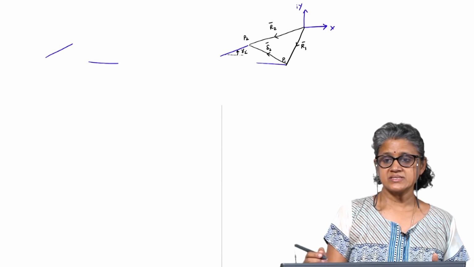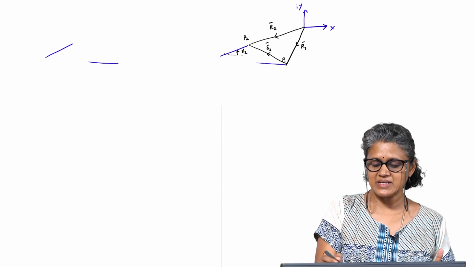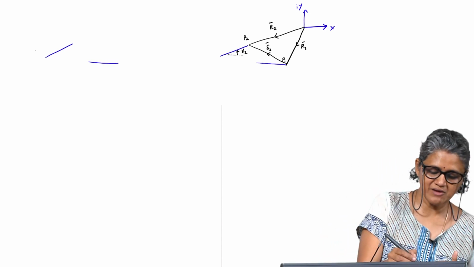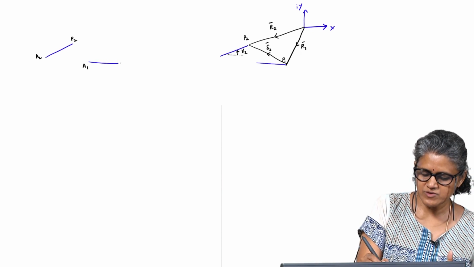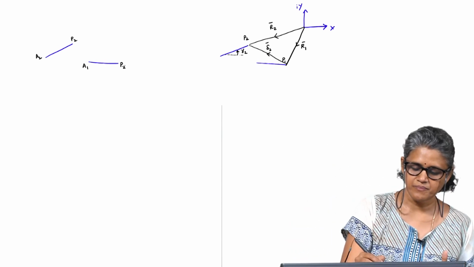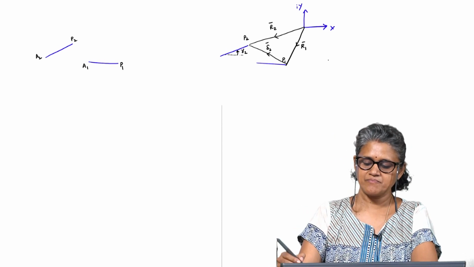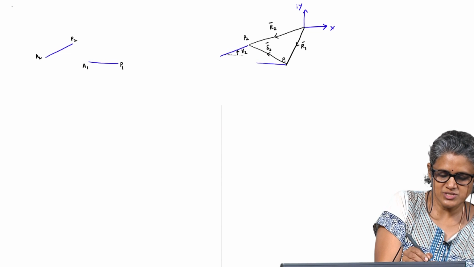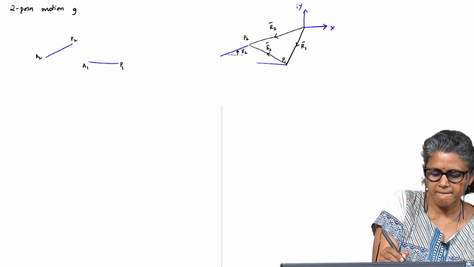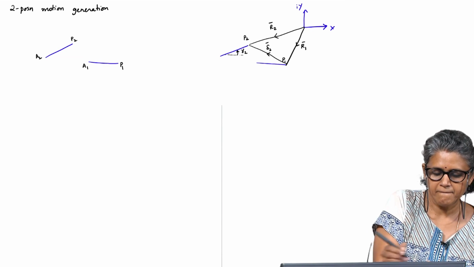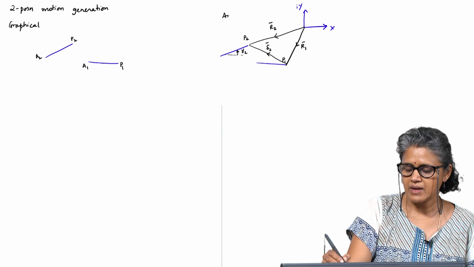In the analytical case, for a motion generation problem, I would be specified these 2 positions. So, in the graphical case, say this is A2 P2 A1 P1. So, I am given these 2 positions. The same thing would be specified as the 2 position motion generation. This is graphical, this is analytical.